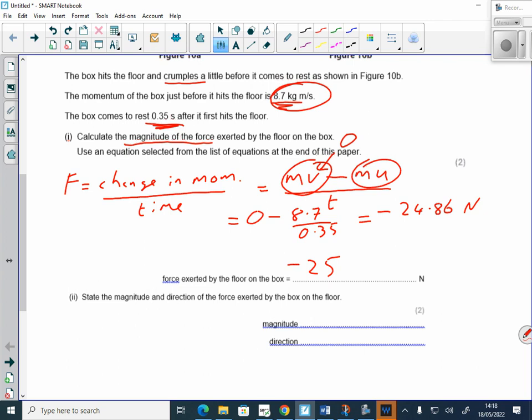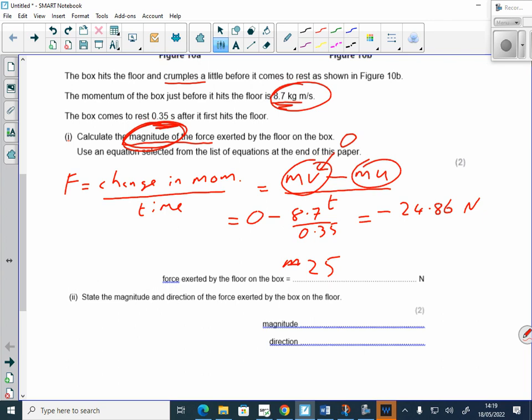It's not worried about that, because it's asking for the size of the force. Okay, it's asking for the magnitude. Yeah, and that word magnitude means we're not worried about whether it's a positive or a minus. It is a vector, so it is a positive or a minus, but it's just asking for the size of the number. So actually, if you just put in 25, that's fine.